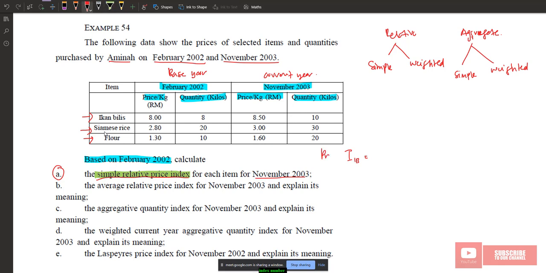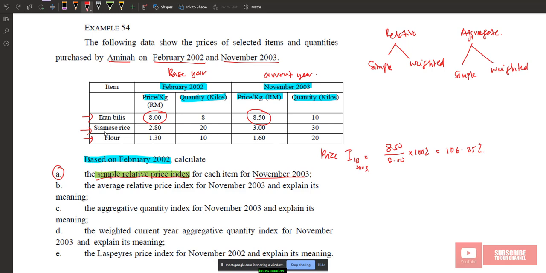this is price index for ikan bilis in year 2003, right? So price for 2003 is 8.50 divided by price in 2002. This is the base year, 8.00 multiplied with 100%. So this one should be equal to 106.25%.